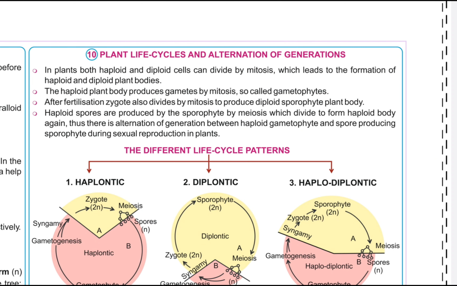Plant life cycles and alternation of generations. In plants, both haploid and diploid cells can divide by mitosis, which leads to the formation of haploid and diploid plant bodies. The haploid plant body produces gametes by mitosis, and is so called the gametophyte. After fertilization, the zygote divides by mitosis to produce the diploid sporophyte plant body. Haploid spores are produced by the sporophyte by meiosis, which divide to form the haploid body again. Thus, there is alternation of generations between the haploid gametophyte and the spore-producing sporophyte during sexual reproduction in plants.